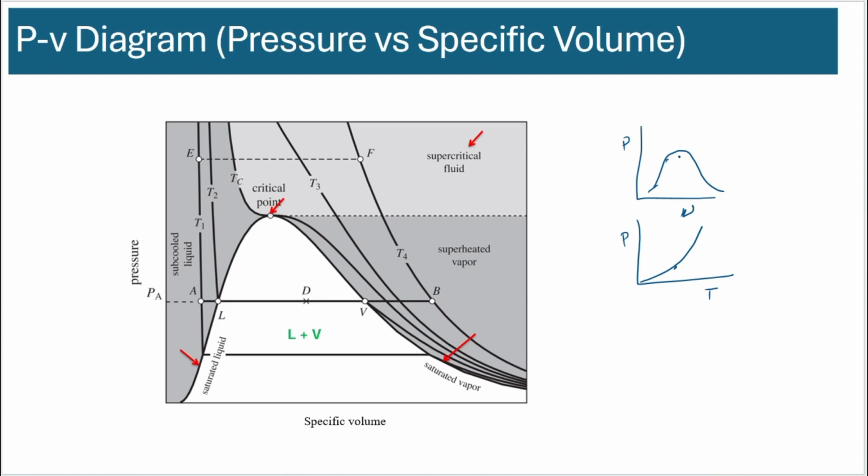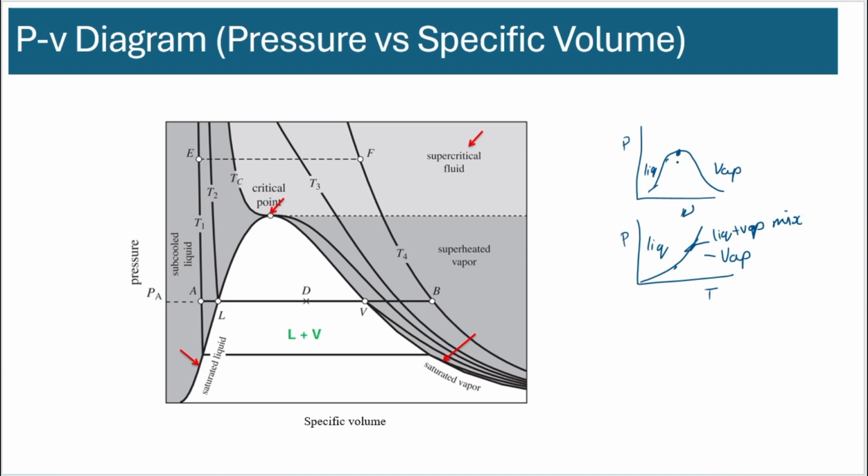So where is the liquid and vapor here? In a P versus T diagram, vapor is here, liquid is on this side, right? And the liquid plus vapor mixture is exactly lying on the line. However, in a P versus V diagram, vapor is on this side, liquid is on this side.